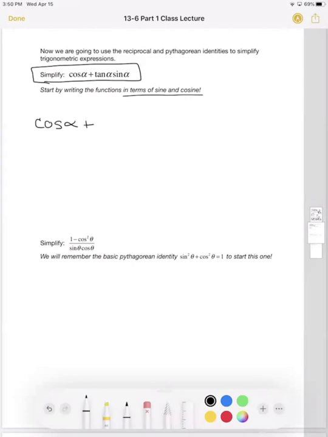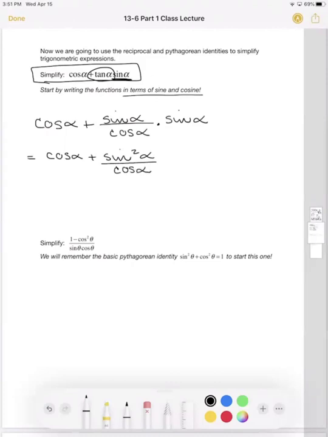And then, we have just learned that the tangent of an angle is equal to the sine of that angle over the cosine of that angle. And then I'm going to multiply that by the sine of alpha, because that's that little part right there. So I've just taken the tangent and converted it to sine over cosine. Now let's simplify this. That's going to be the cosine of alpha plus sine squared alpha over cosine alpha.